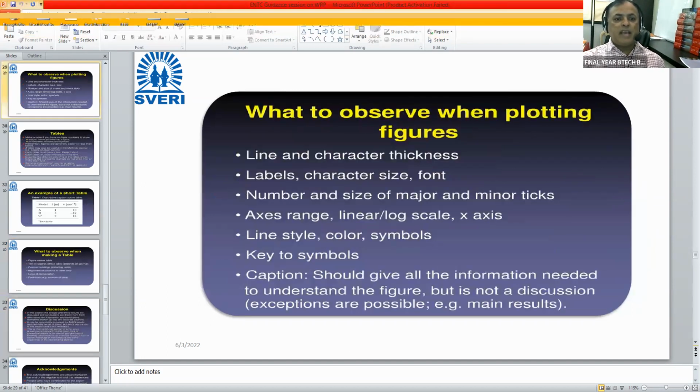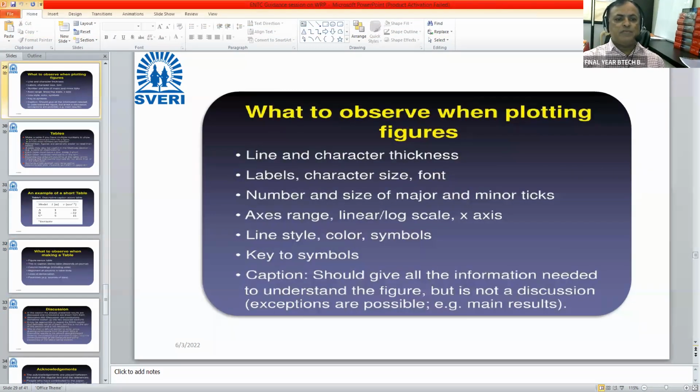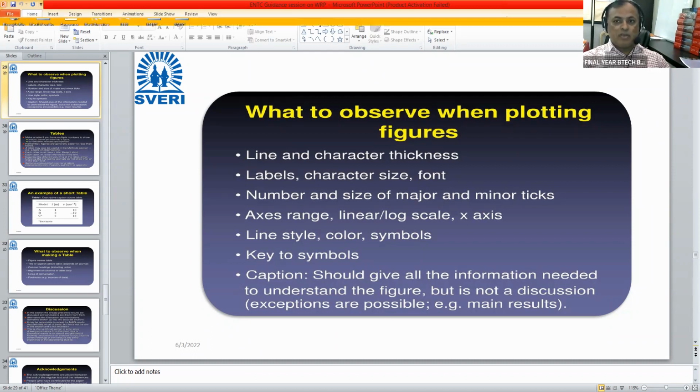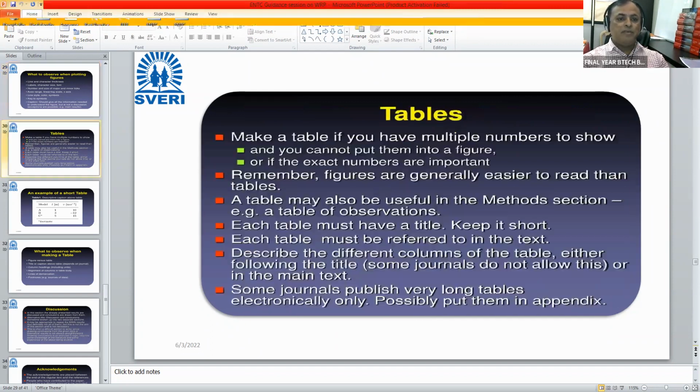Then the lines and character thickness, labels, character size, font, number and size of minor and major ticks. All these things are very important. Axis range, which I was missing here. Then linear or log scale, x-axis, line scale, style, color, symbol, key to symbols, and then the caption. These are all important things related to the figure.